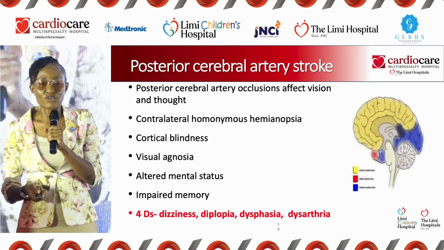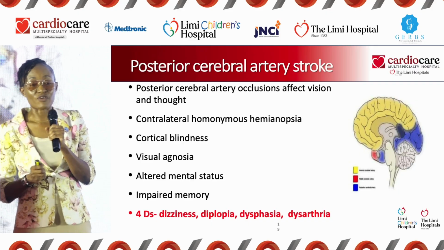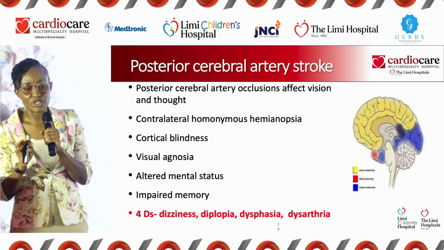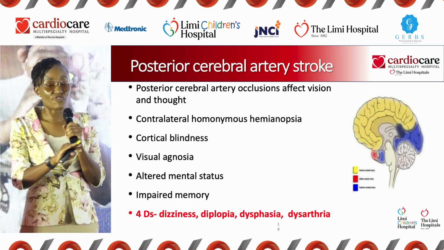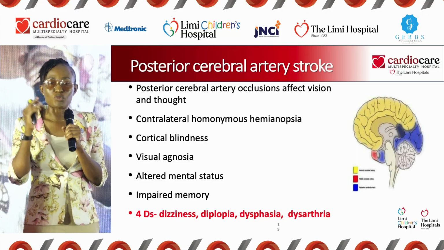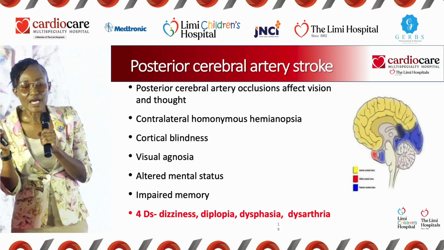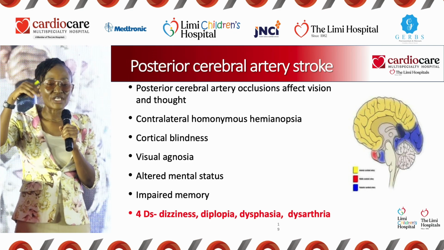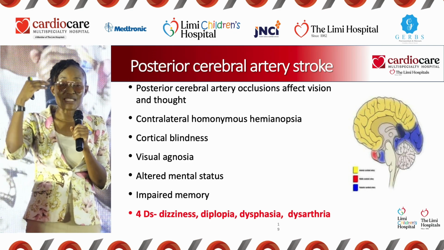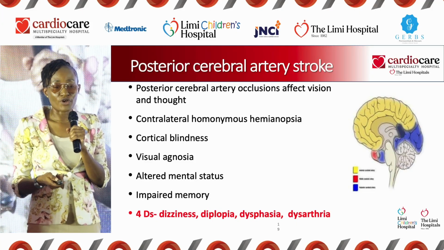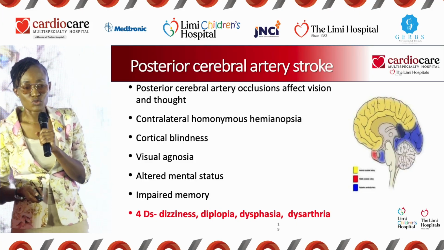Then posterior circulation cerebral artery stroke. Now, this is also a very important one. Now, the patient, I'll just emphasize the 4 Ds. The patient may be dizzy, have double vision, either side by side or one on top of the other, then dysphagia, and then dysarthria. All right, so these are the 4 Ds that the patient can present with.